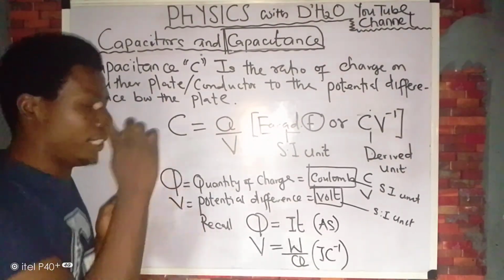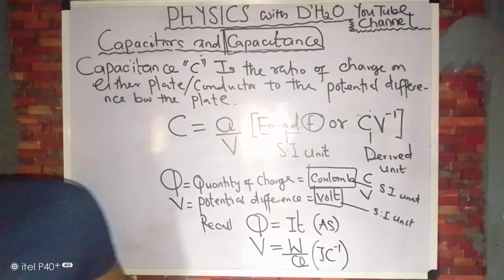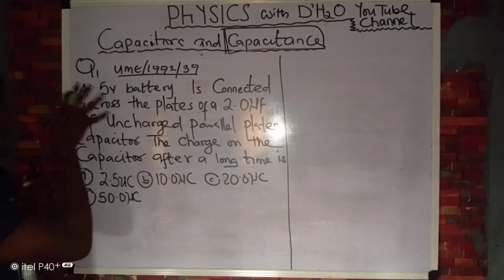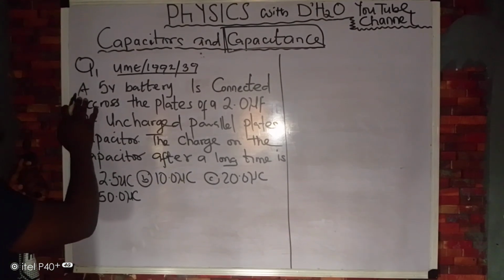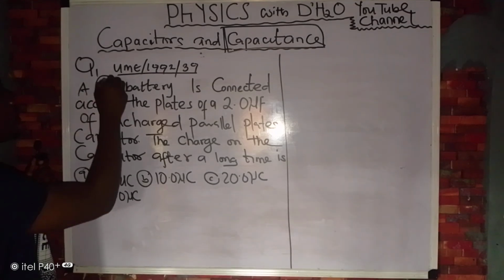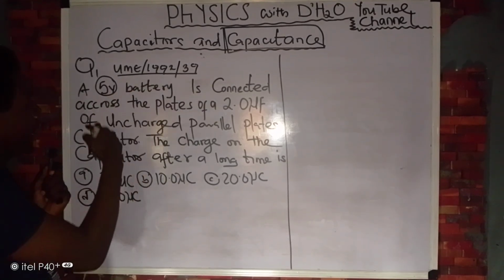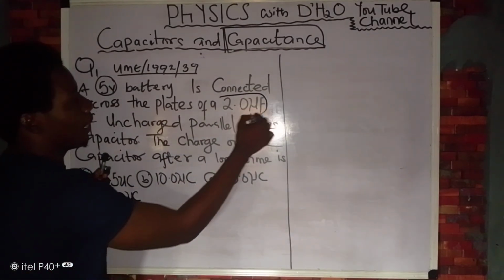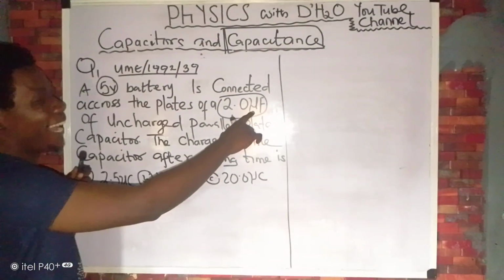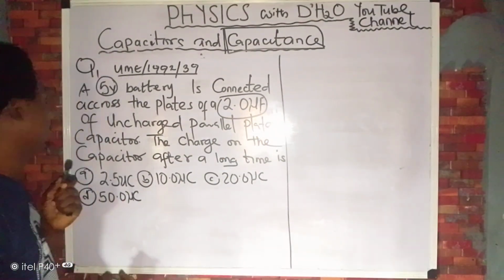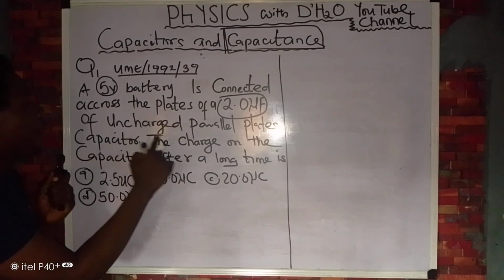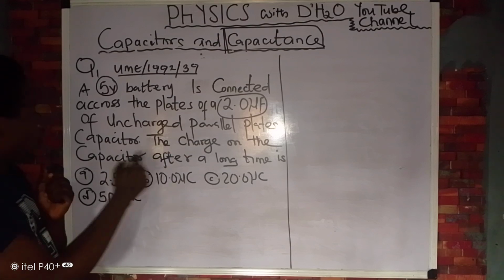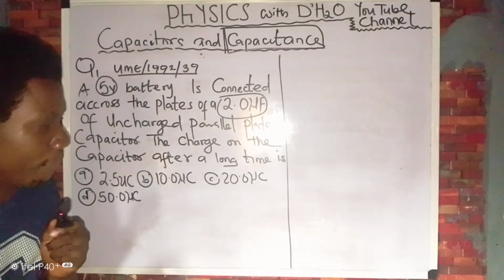Now we're going to take just a question, then we continue from here. Let's take a look at this question. According to this question, we have a 5 volts battery connected across the plates of a 2.0 microfarad uncharged parallel plate capacitor. The question says, the charge on the capacitor after a long time is what?